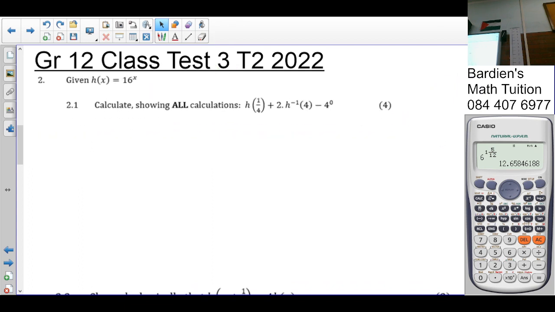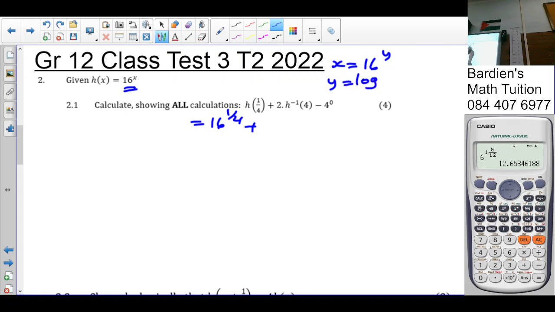But at this point we must try and pick up everything that we can. Okay. The definite graph question in your upcoming exam is normally between 10 and 13 marks, 10, 15 marks sometimes. Okay, in 2.2 and 2.1 it says calculate, show all calculations, h of a quarter. h of x is 16 to the x. So that would be 16 to the quarter plus, now we need the inverse function. The inverse function of h: interchange x and y. So y is equal to log x by 16. This is your inverse function of x.